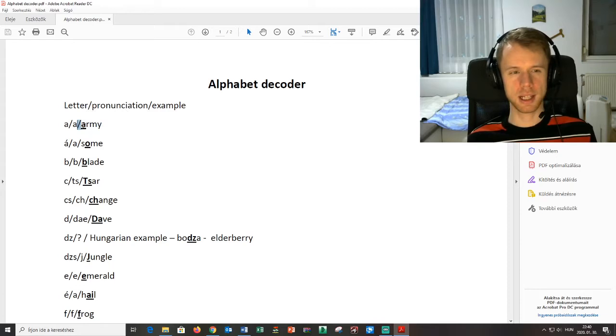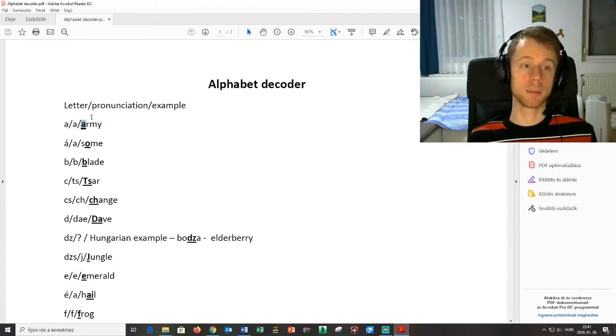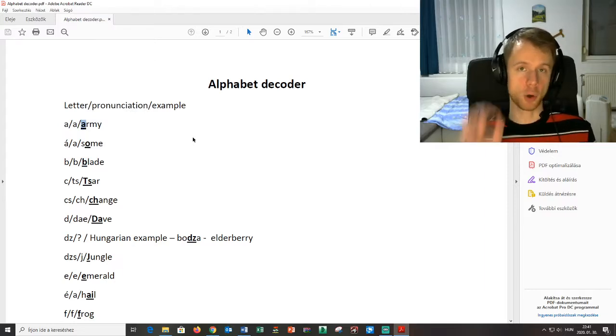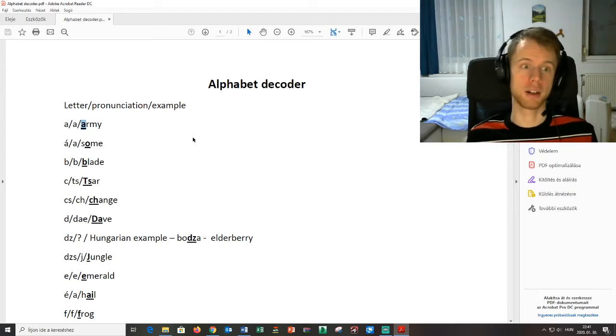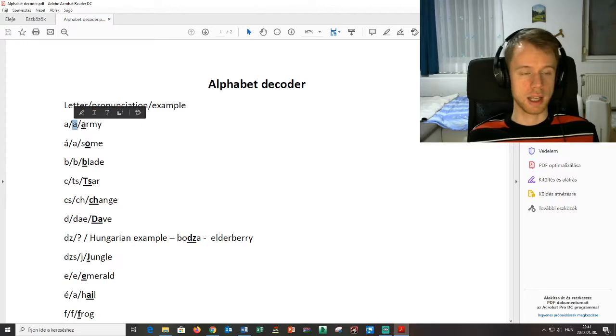As you can see, I have underlined parts of these words, and that is because this part of the word is how you pronounce it, almost the same or the exact same way as you would pronounce that letter in Hungarian. So first example, A. It's like A in English, so it's a little different. But here is the example, army. Army. So as you can see, you pronounce it as A, like in army.